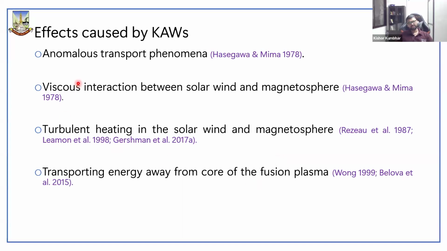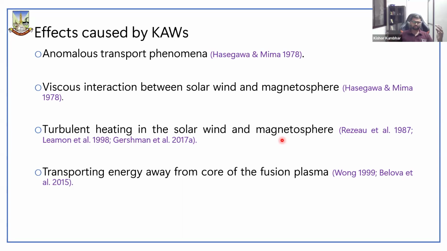Also, some studies suggest that they can even cause viscous interaction between the solar wind and magnetosphere. They can even lead to some turbulent heating in the solar wind and magnetosphere. And furthermore, they have even been observed in the course of fusion plasmas, where observations suggest that they transport energy away from the core and deposit it at the edge of the reactor. So this tells us how important the presence of KAW waves is in the context of various astrophysical as well as laboratory scale plasmas.